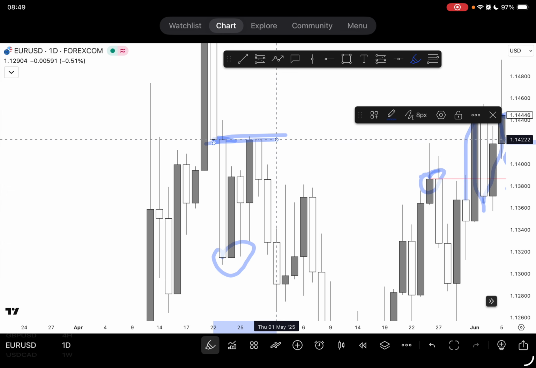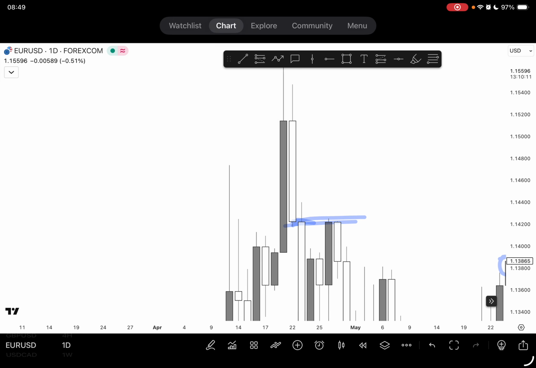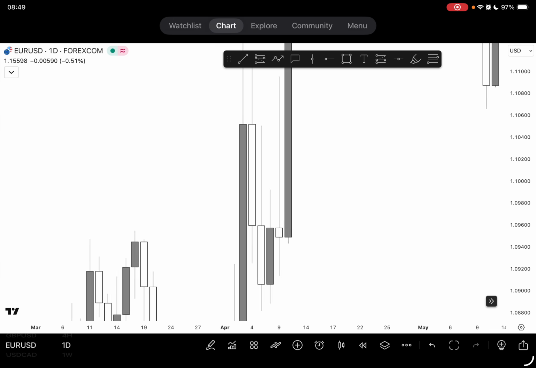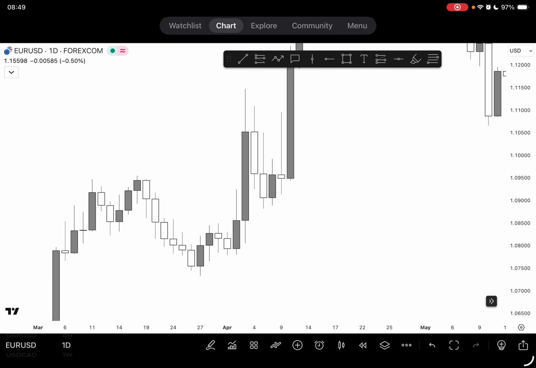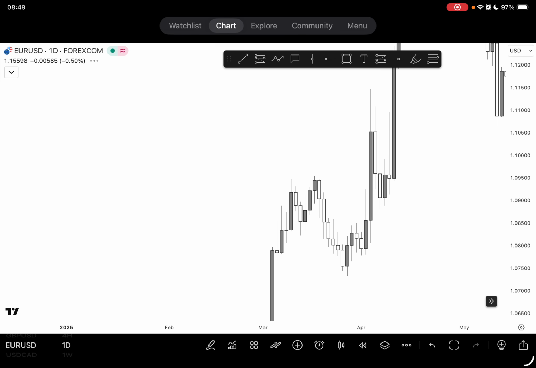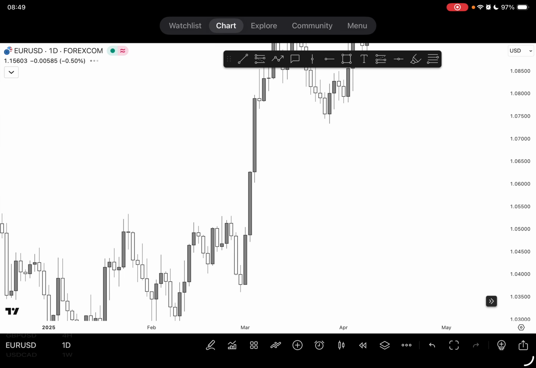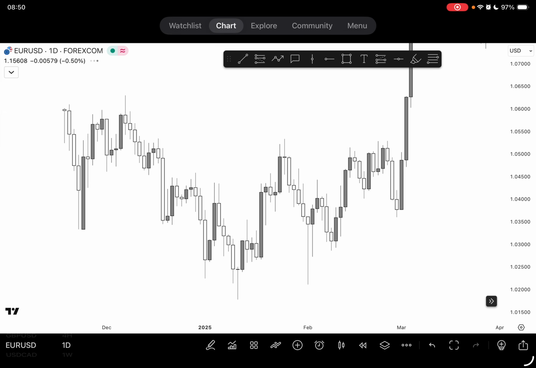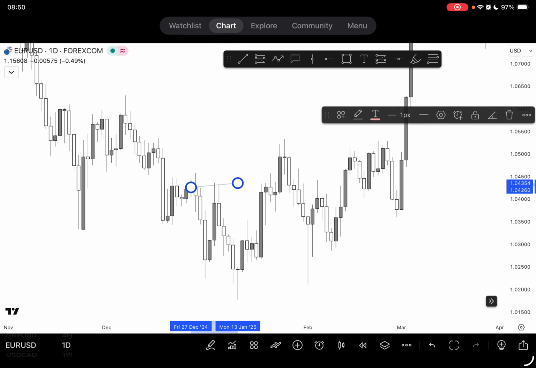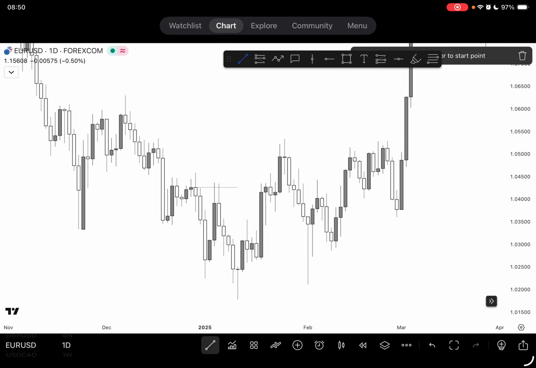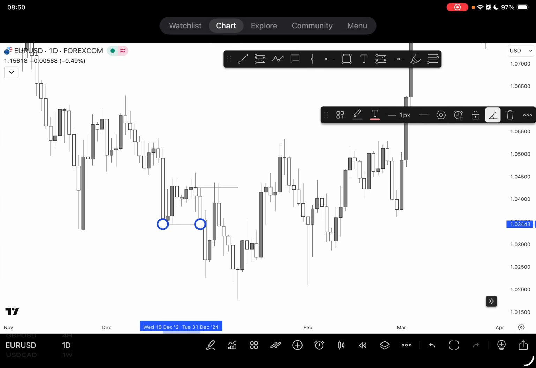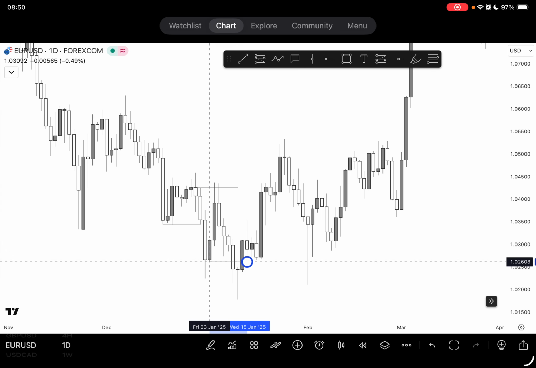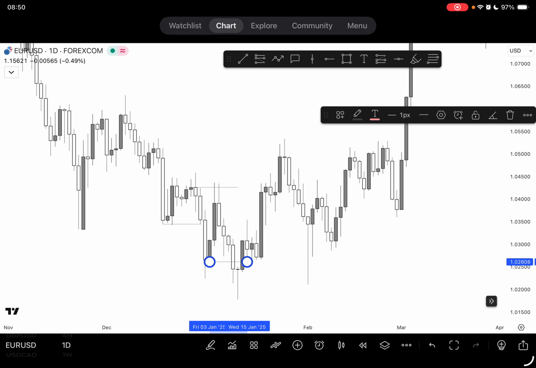You understand? So let's check for more. There's so much in the market. You understand? There's so much in the market. Let's look at this rejection. After this rejection, the major breakout is what? Bearish. You can see the way it came back to this low. Immediately.